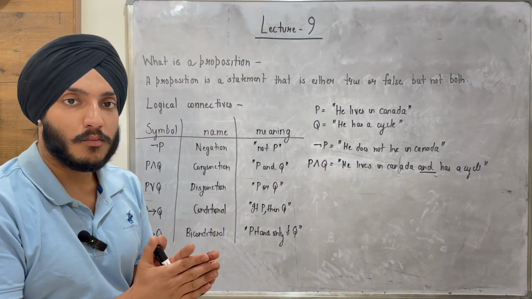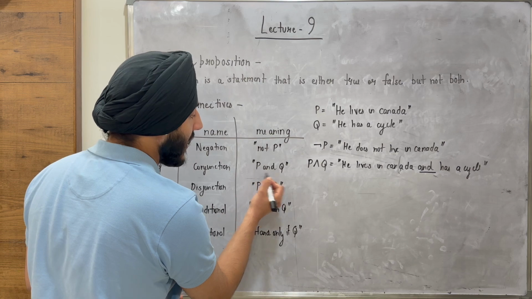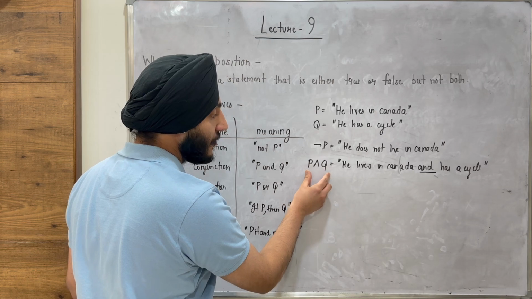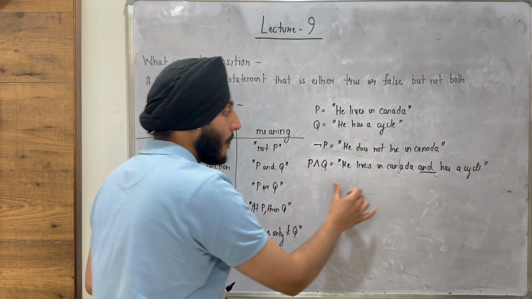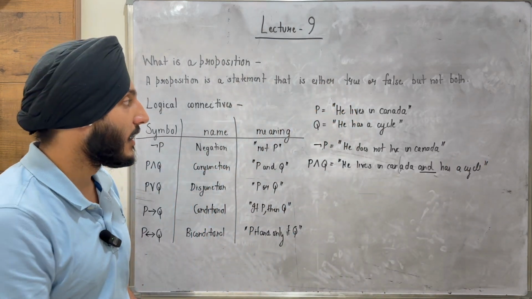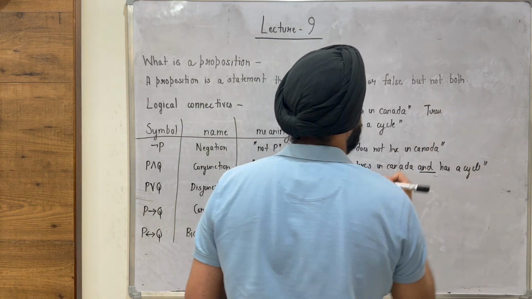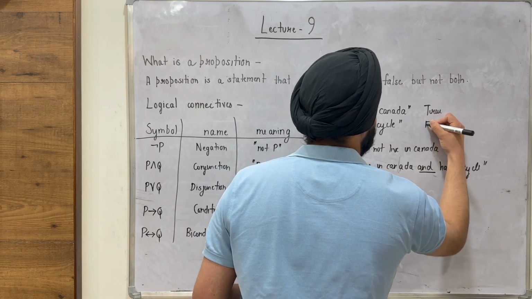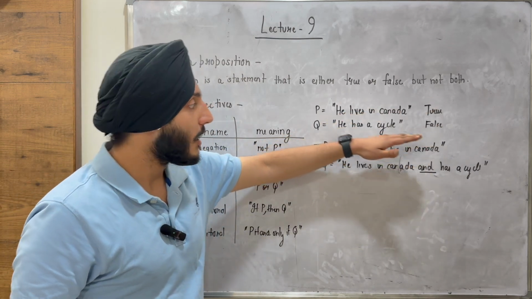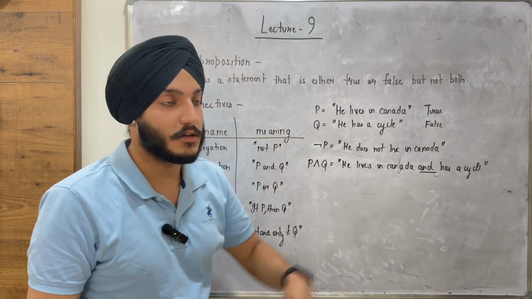Now let's try to understand what conjunction means in detail over here. Look, whenever we use this condition and over here, what this basically means is that in order for this entire logical connective to be true, both of these sentences should also be true, right? Let's try to understand this with an example. Let's say this statement was true, right? And this statement was false. Let's say there's some person, he lives in Canada, this is true, but he does not have a cycle, right? So Q, he has a cycle, is actually false.